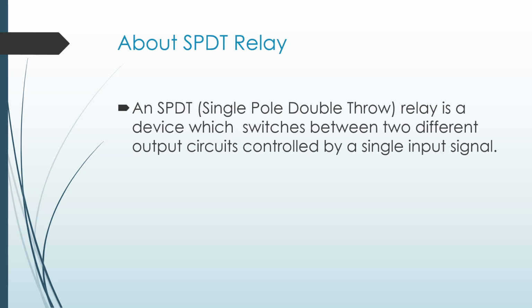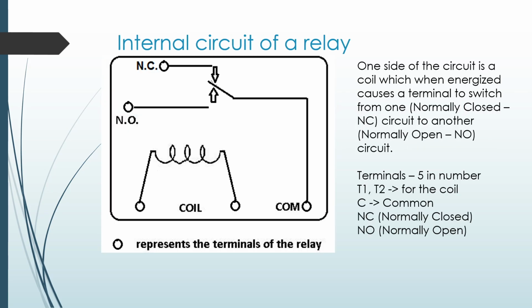And that switching is happening depending on some electricity which is given to the relay. So basically it is a switch, but it is not a manual switch. It is basically an electrical switch which switches between two circuits. So let us discuss this first.